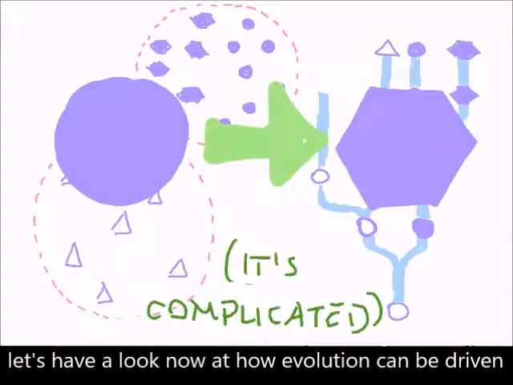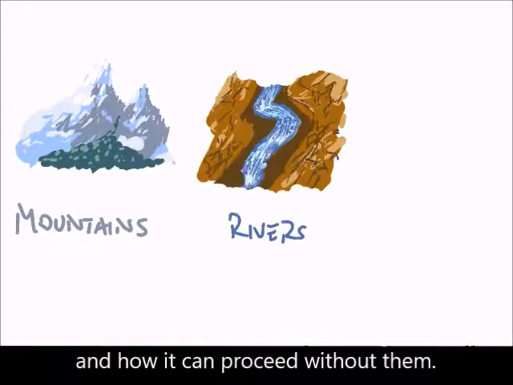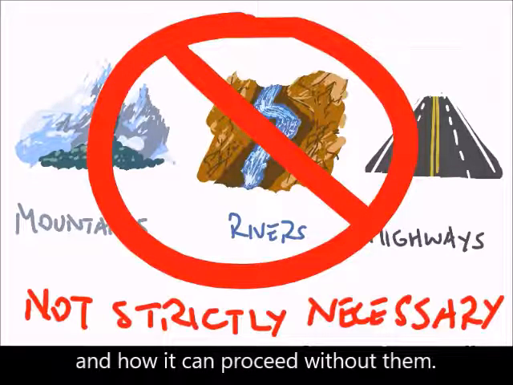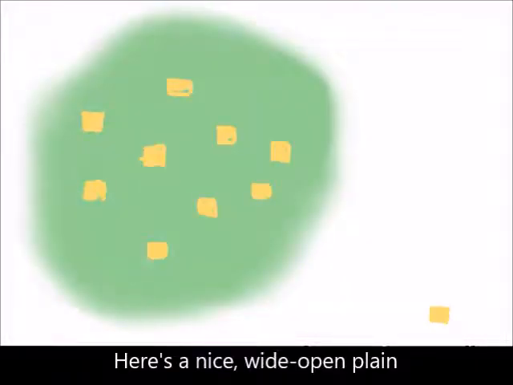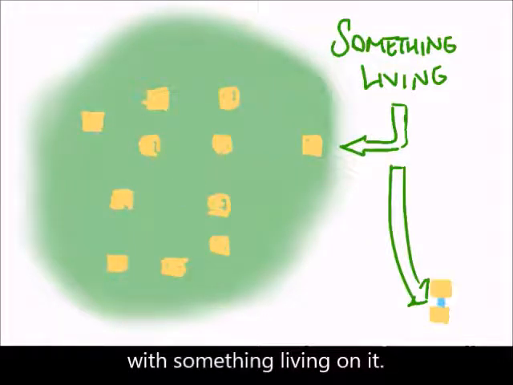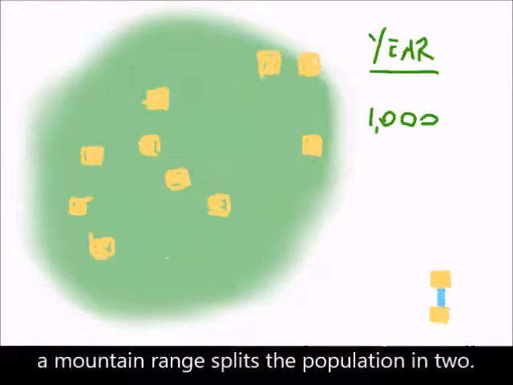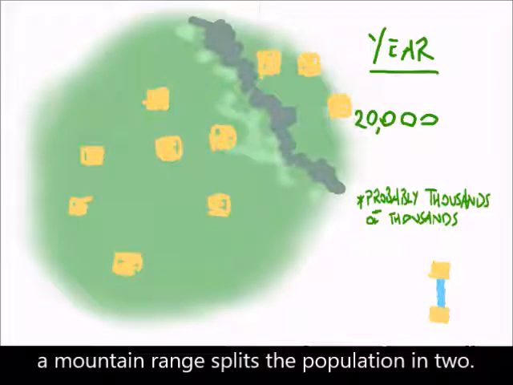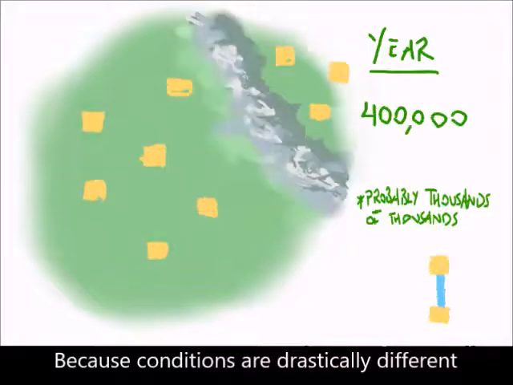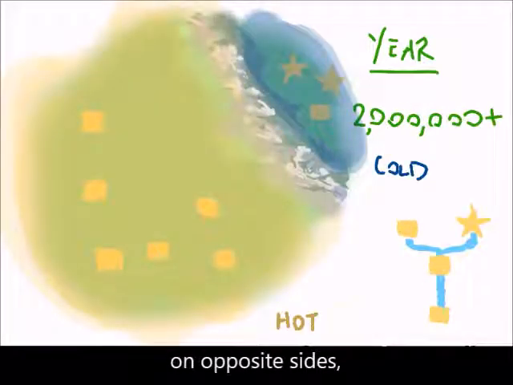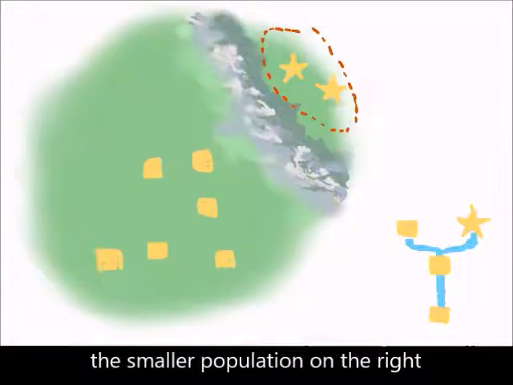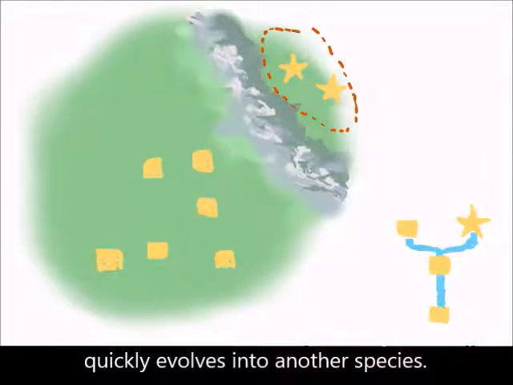Without getting into the details of how circles evolve into hexagons, let's have a look now at how evolution can be driven by dramatic new geographical features, and how it can proceed without them. Here's a nice wide-open plain with something living on it. Over thousands of years, a mountain range splits the population in two. Because conditions are drastically different on opposite sides, the smaller population on the right quickly evolves into another species.